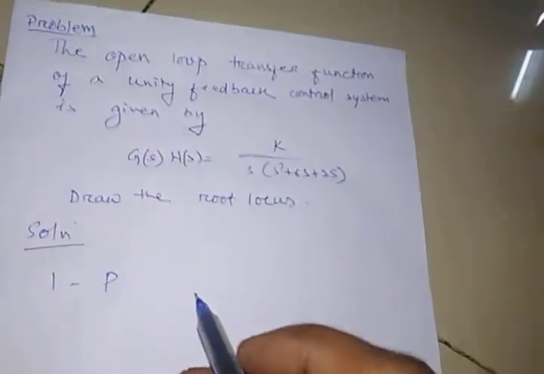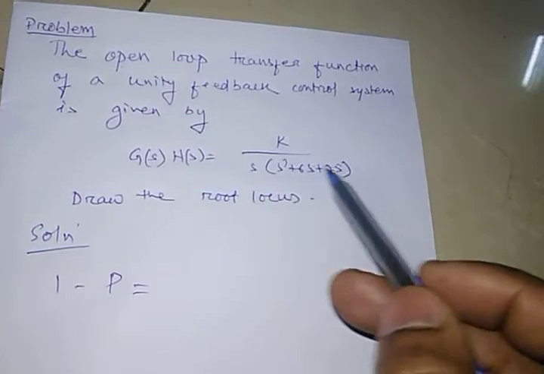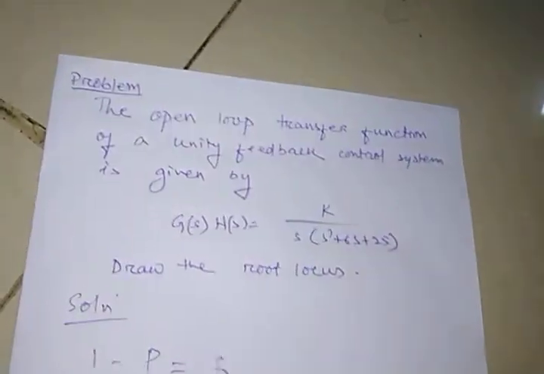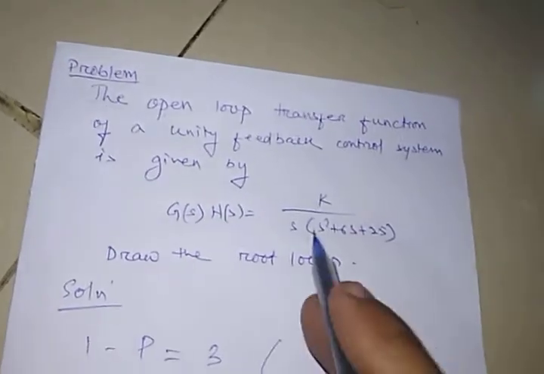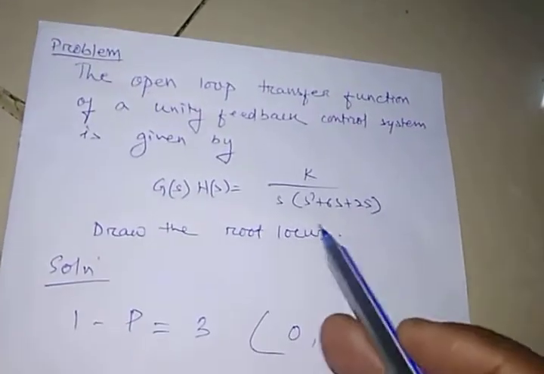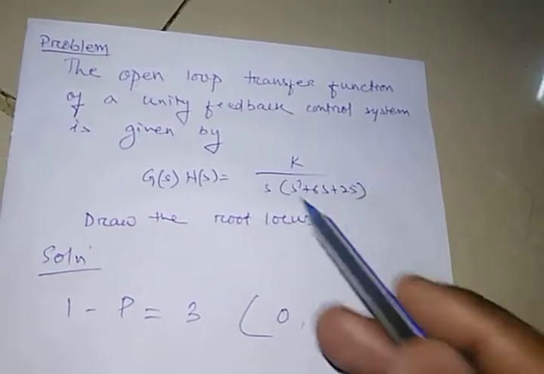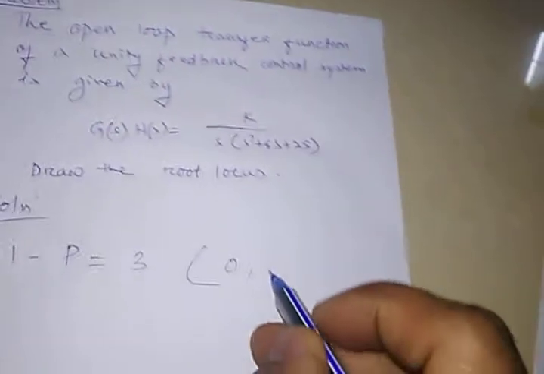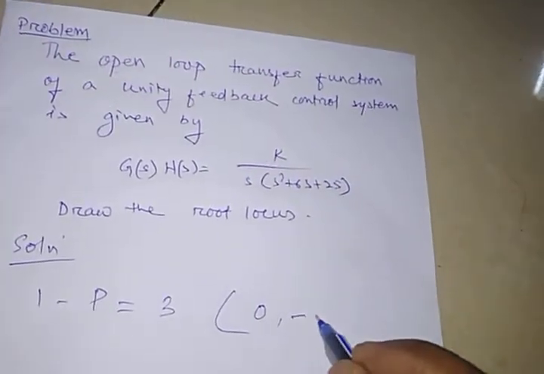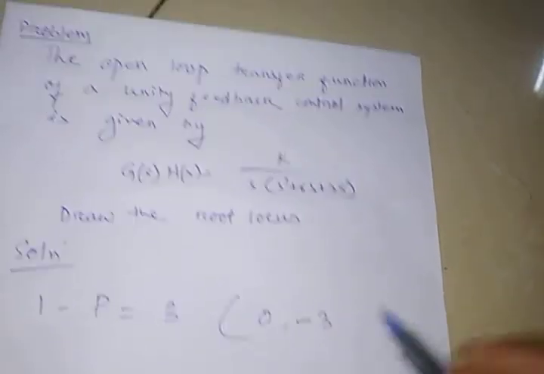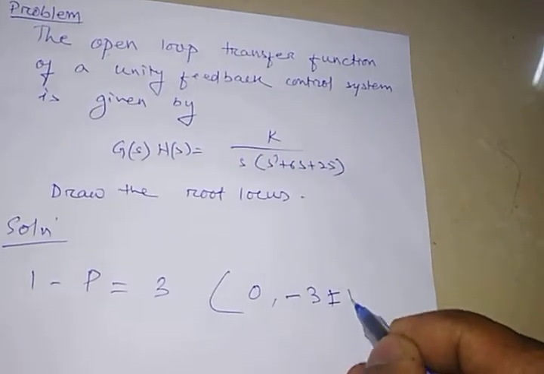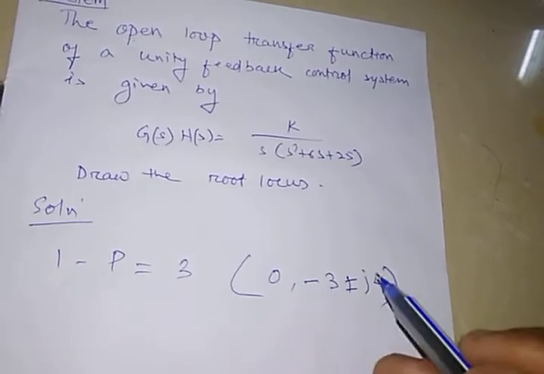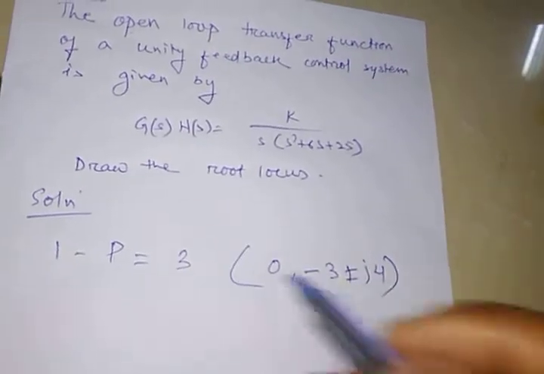So I am writing here P equals 3, since the denominator has order 3. And what are the poles? I can directly see one single s, so one pole is 0, and the other part is s² + 6s + 25. By solving this in any calculator, you can find the roots. That is a complex value, a complex pole pair comes out. The values are -3 ± j4. I have already calculated previously, so I know the values. So this is actually 3 poles: one is 0, the second is -3 + j4, and the third is -3 - j4. So 3 poles are there.